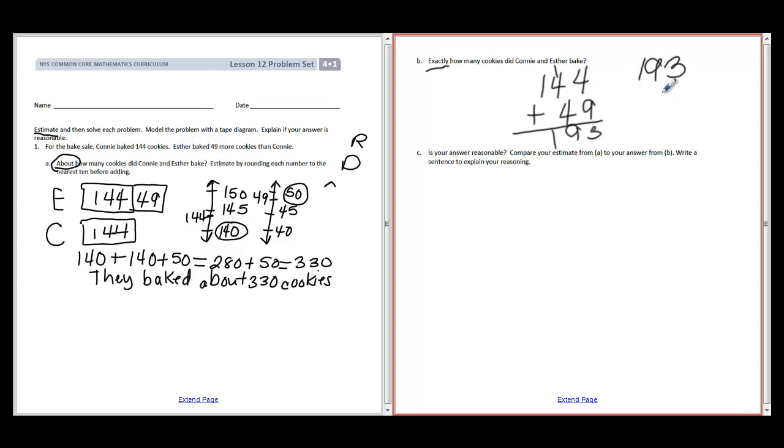So now I'm going to take the 193 that Esther made, and I'm going to add that to 144 that Connie baked, and we'll see exactly how many cookies they baked together. So 9 plus 4 is 13. That gives me 337. So they baked 337 cookies. Pretty close to our estimate though, isn't it?